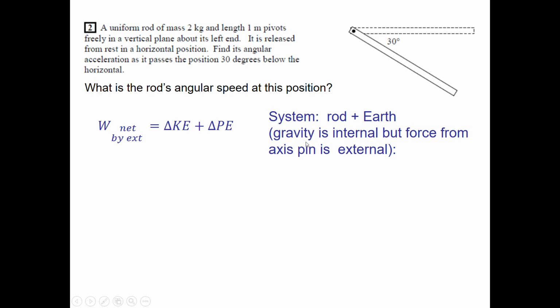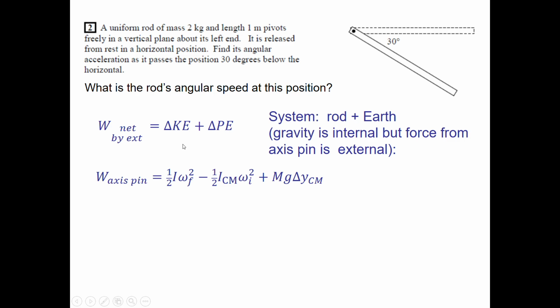So we'll call that pin force on the moving rod external, but it doesn't really matter. The pin force doesn't do any work because the point at which the force is being applied to the rod isn't moving as the rod rotates, right? Because that point on the object is really fixed in space. So our only external force is that pin force, so I'll say the work done by the axis pin.